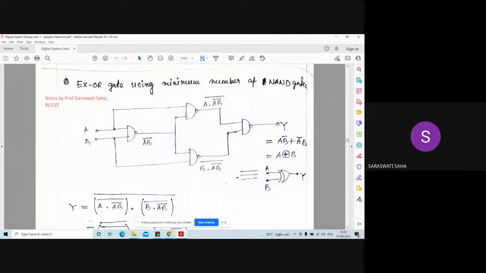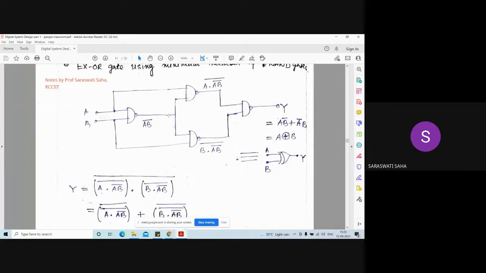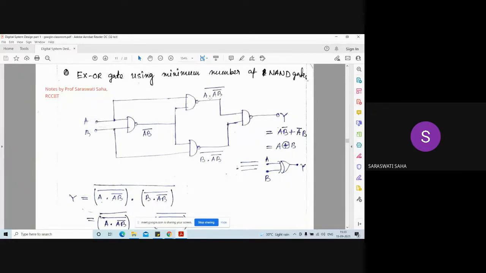Now here is another implementation, XOR gate using the minimum number of NAND gates. Here we are taking the help of De Morgan's theorem. This is the implementation procedure of the XOR gate using NAND gates. In this way, only 4 two input NAND gates are required. Another approach is there where 5 two input NAND gates are required. So you should practice this one, how you can get the 2 input XOR gate using the minimum number of NAND gates.